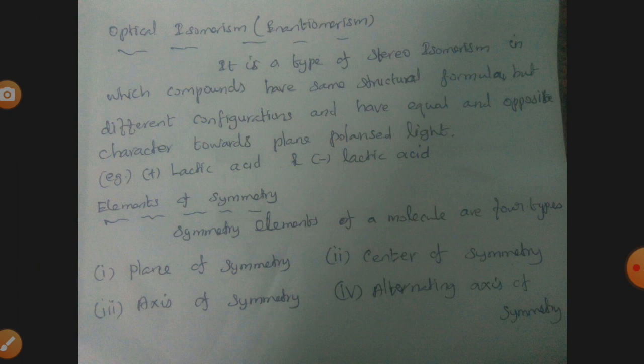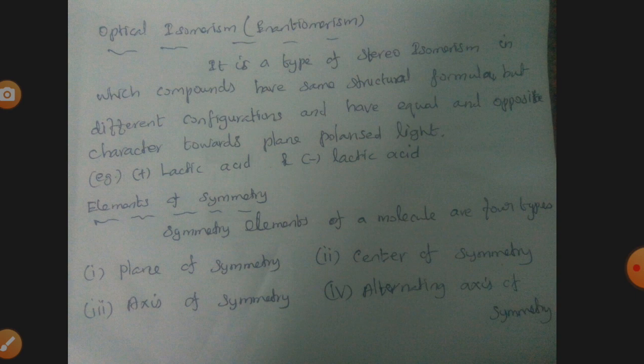So first of all we want to know what is meant by optical isomerism. It is otherwise called enantiomerism. It is a type of stereoisomerism in which compounds have the same structural formula but different configurations and have equal and opposite character towards plane polarized light. It is almost the definition of isomerism, compounds having the same structural formula but differing in configuration.